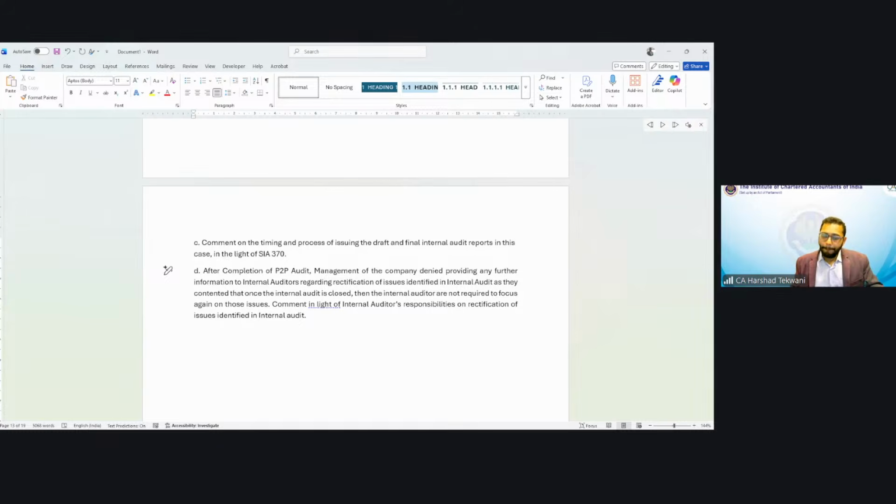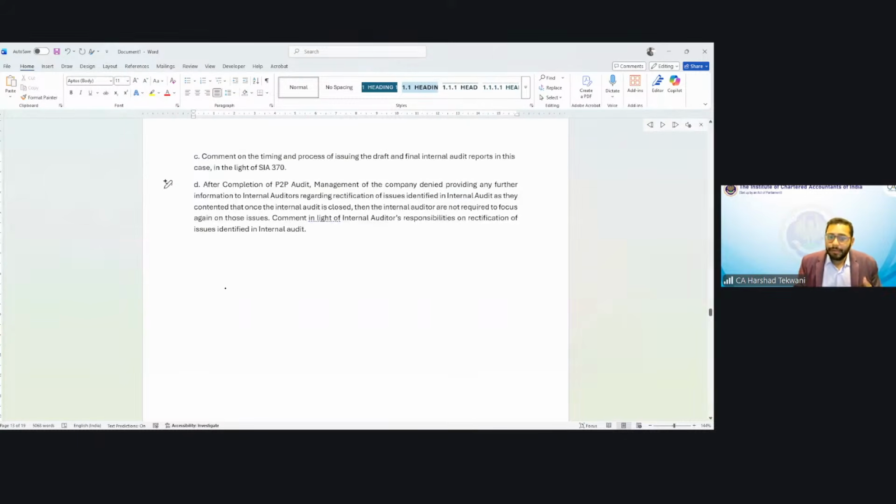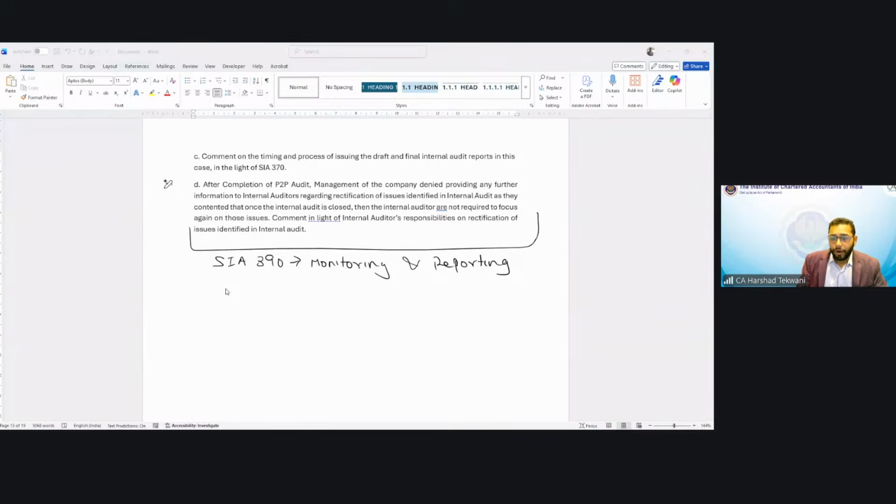See, basically, what is being asked over here is the internal auditor's responsibility on rectification of issues identified in the internal audit. What you need to comment on in this particular question is as per SIA 390, if I'm not wrong. That is monitoring and reporting of prior audit issues.